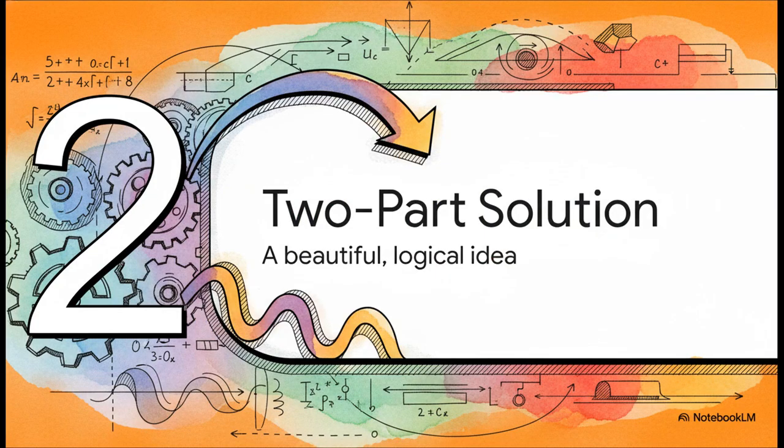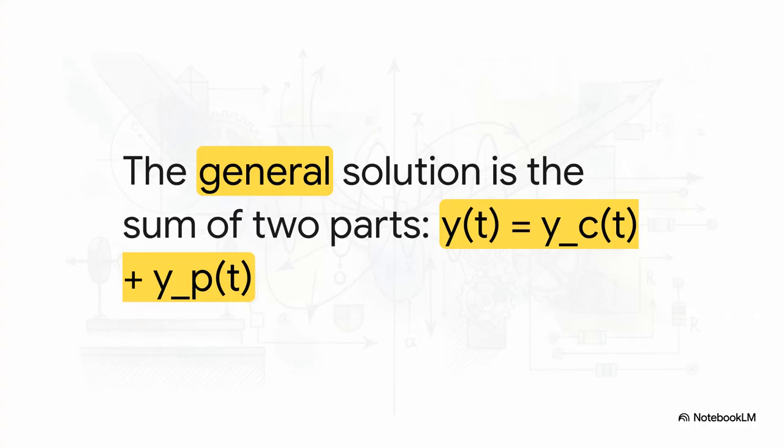Okay, so how do you solve something like this? Well, it turns out there's this really beautiful and logical strategy. Instead of trying to tackle the whole thing at once, we're going to break the problem down into two much more manageable parts. And this right here is the central idea, the total solution, the complete picture of the system's behavior. Y of t is simply the sum of two different functions, y sub c and y sub p.